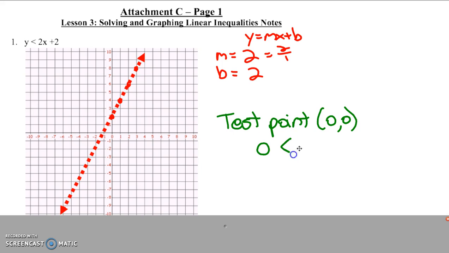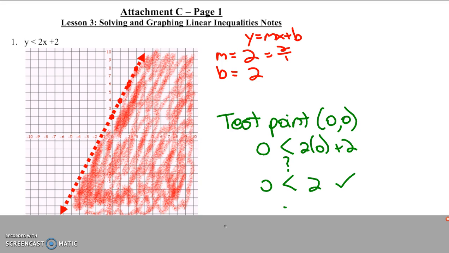So y is 0. We want to know if this is true. x is 0. And when we work this out, we get 0 is less than 0 plus 2, which is just 2. Well, 0 is less than 2, which means we're going to shade this side of the line. And there we go. The other thing you might recall from graphing inequalities in the past is that less than will shade below the line and greater than will shade above the line. But you can always pick a test point to know for sure, because sometimes that's not so clear.